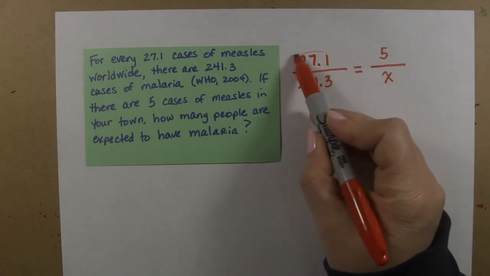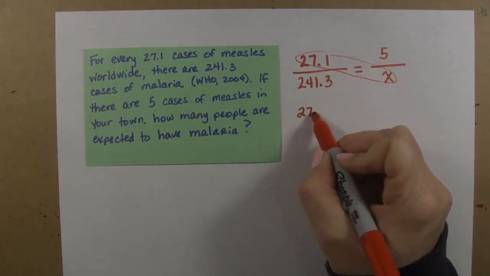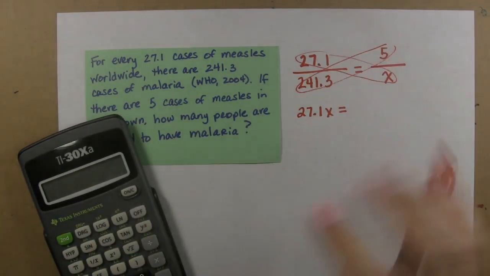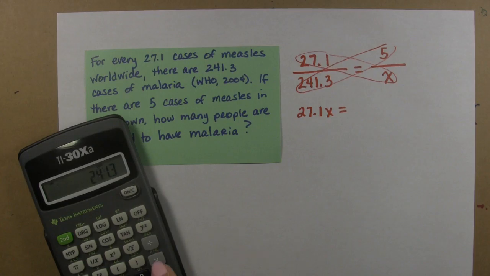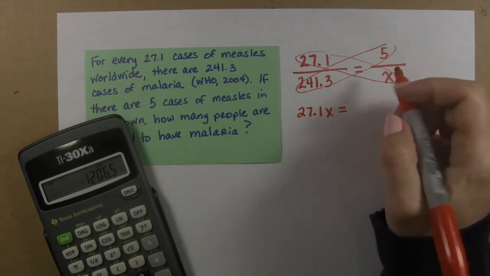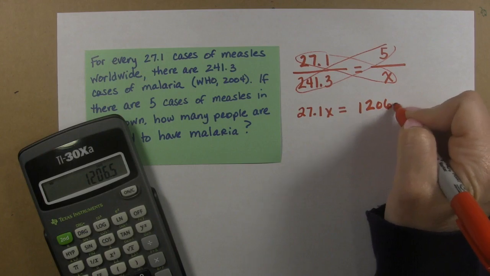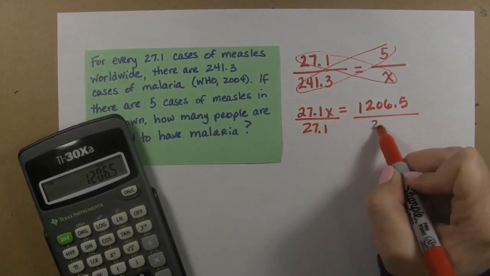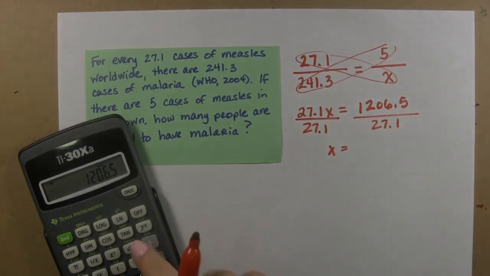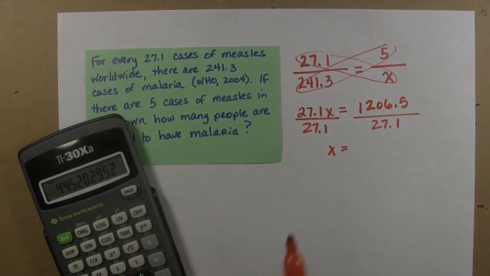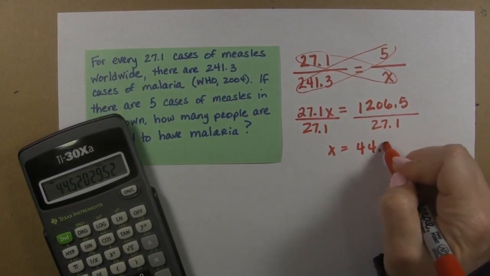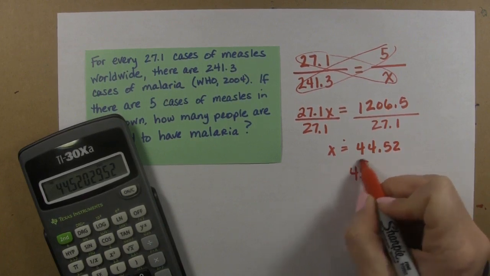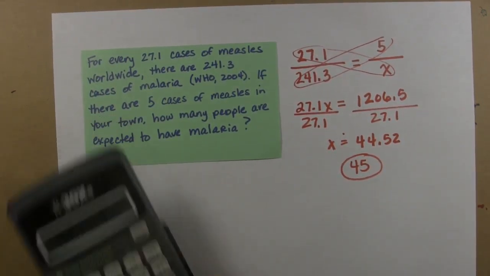Okay, so I'm going to do cross multiplication. So I get 27.1x equals 5 times 241.3, which equals 1206.5. Divide both sides by 27.1. X equals 44.52, and so on. So I would expect 45 people to have malaria.